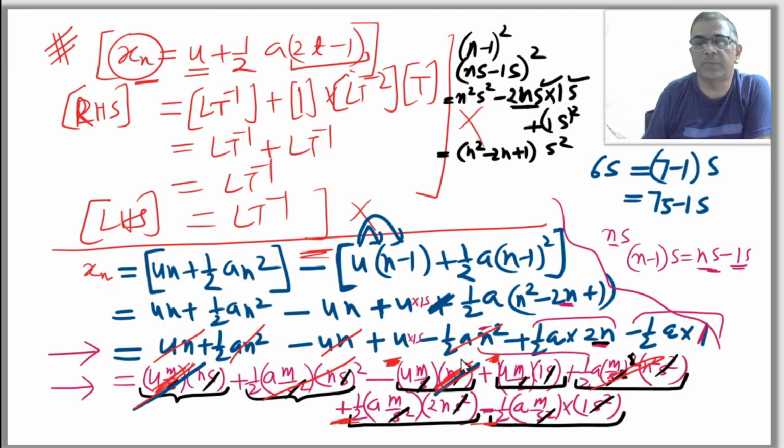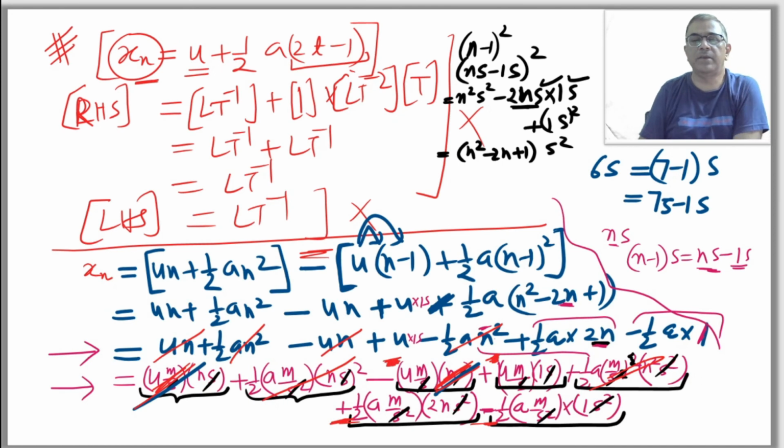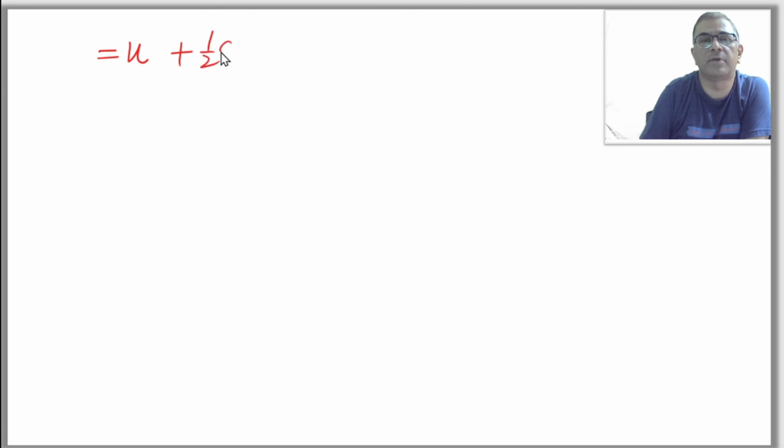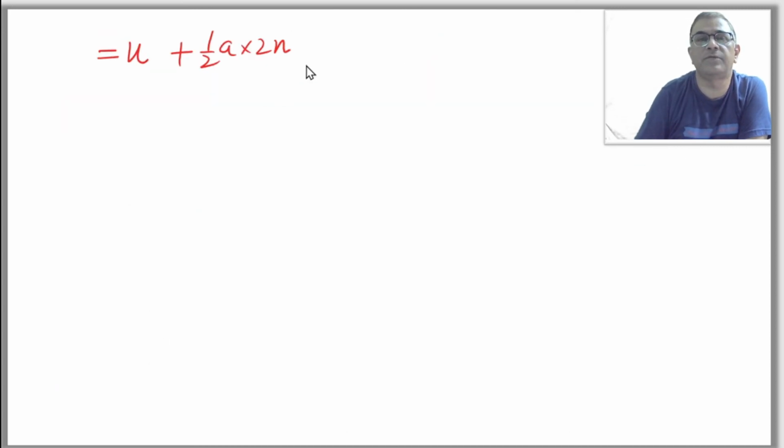The remaining term is equal to u only. Is it okay? This is equal to u plus, I am now skipping the units, and this term, which is the remaining term, is half a into 2n. This is half a multiplied by 2n. And the last term, can you see, this is only minus half a. This is minus half a, and every single term has unit as meter.